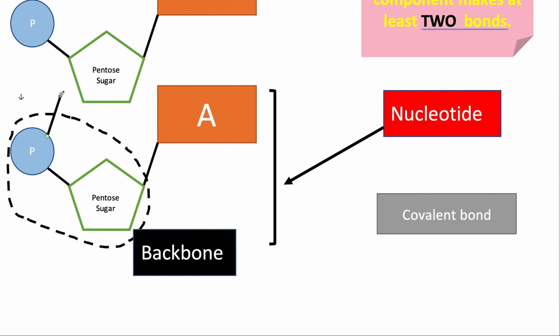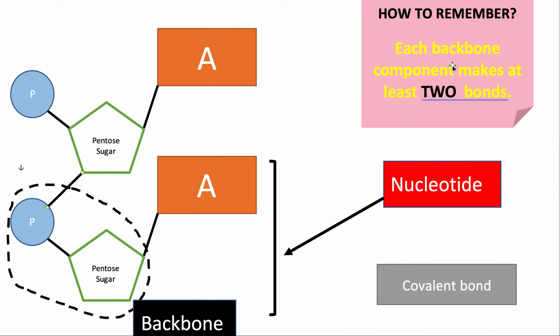It does not connect to the phosphate. It connects straight to the pentose sugar. Yeah, so it connects straight to the pentose sugar. Now this is fulfilled. Each backbone component has 2 bonds. You don't even need to say at least.